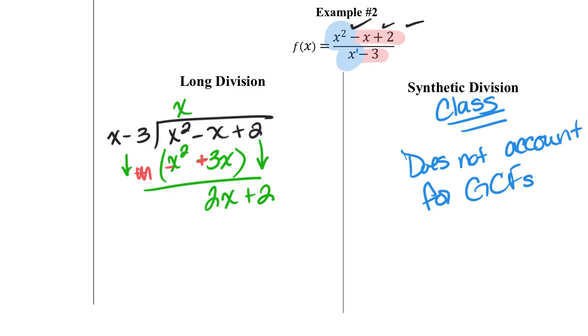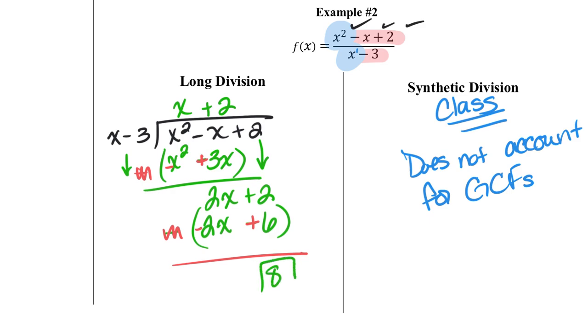X times what gives me 2x? If I multiply it by a 2, I get 2x minus 6. I subtract the whole thing. Distribute your negative in, and you end up with 2x minus 2x is nothing. 2 plus 6 is 8. This 8 is called my remainder. And so my slant asymptote is x plus 2, or y equals x plus 2.